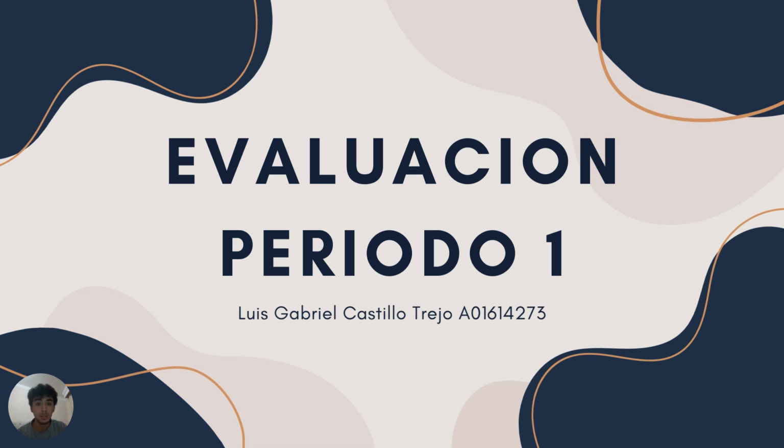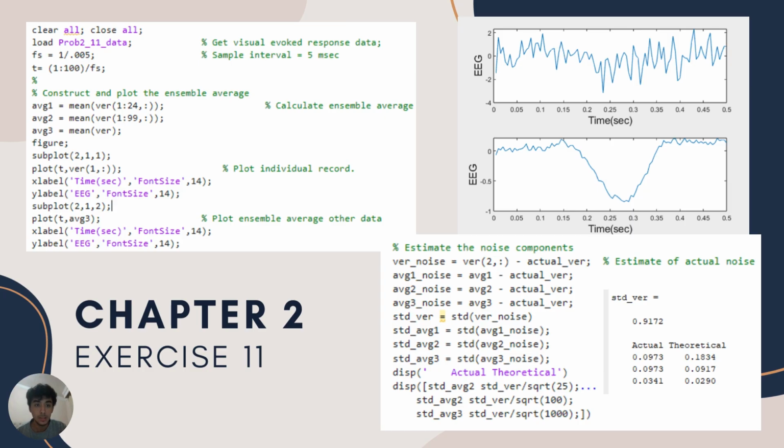Hi, I'm Luis Gabriel, and this is my evaluation of the period one. Here is the first exercise that I did. That is exercise 11 of chapter 2, where I had to construct the ensemble averages.